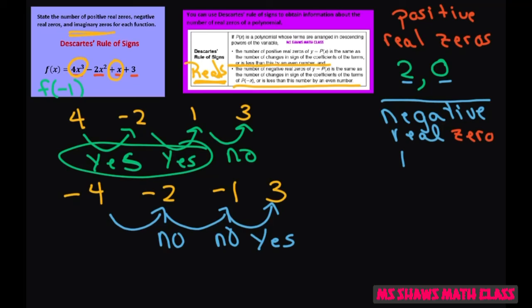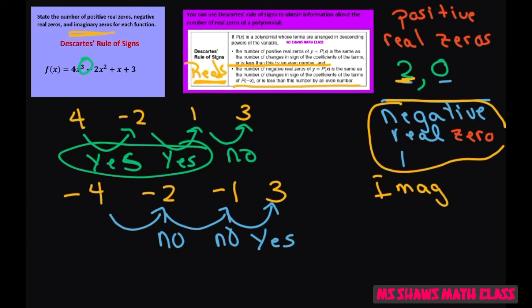Now we can determine our imaginaries by looking at what we have here. We have to have 1 negative real. We have a total of 3 we can have. So if we have 2 positive reals and 1 negative real, that means for imaginary, we have 0. However, if we have 0 positive reals and 1 negative real, that means we'll have 2 imaginary zeros.